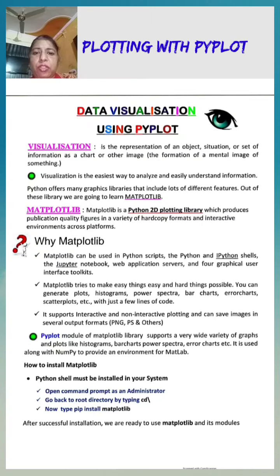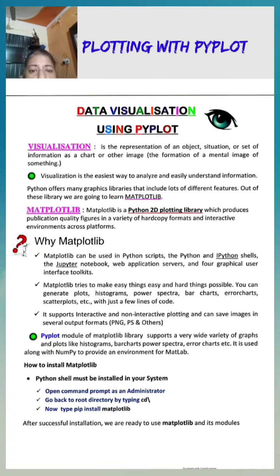Today we are going to start a new chapter in Python, that is plotting with pyplot. In this chapter you will study how to analyze the data pictorially. Means you can represent the data on charts or graphs so that analysis can be done at a very fast speed. For this, first you understand the definition of visualization.